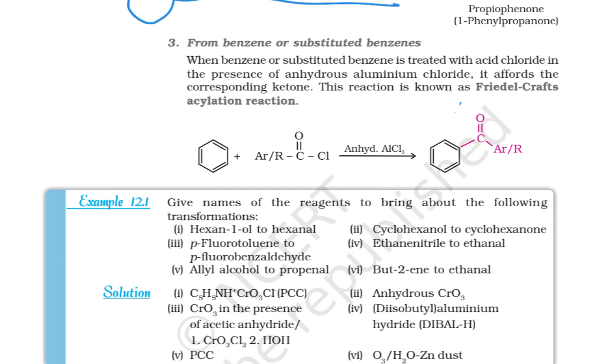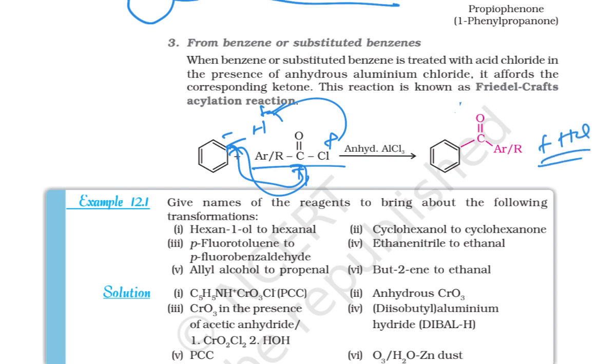So first, look here, this is RCl. This is plus, this is minus. We know that this is hydrogen, this is plus, this is minus. So this minus is going to attack the hydrogen. So your byproduct is HCl.